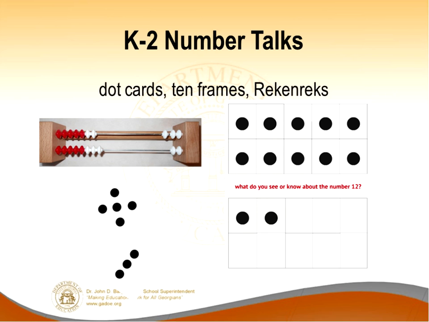So by looking at this, a student would be able to say, well, I see 12 dots. How do you see 12 dots? And the conceptual subitizer would say, well, I see a group of 10 and 2 more, or I see 2 groups of 5, which is 10, and 2 more is 12.